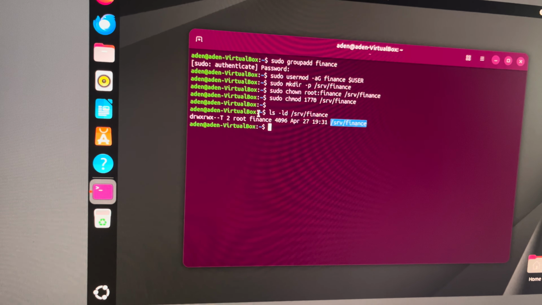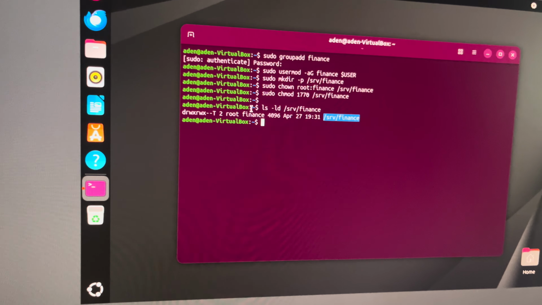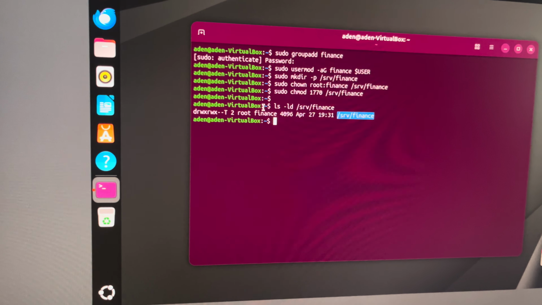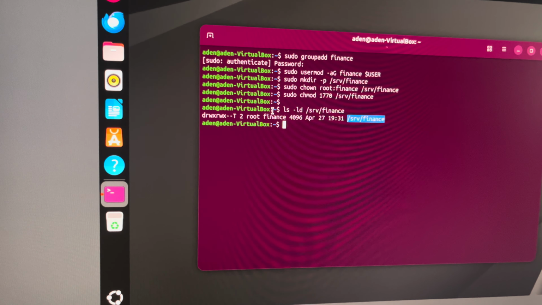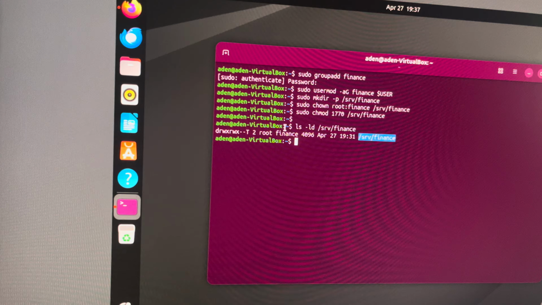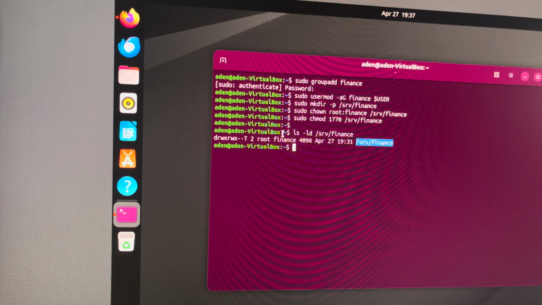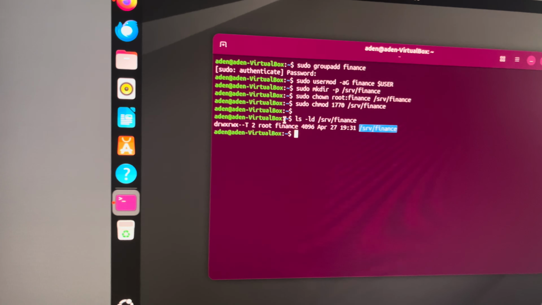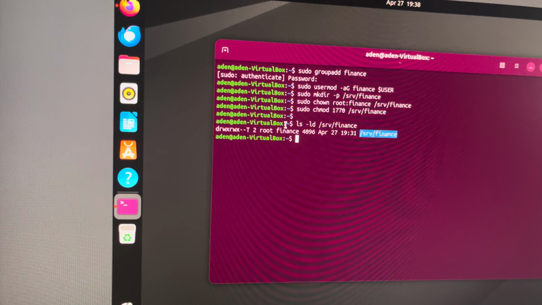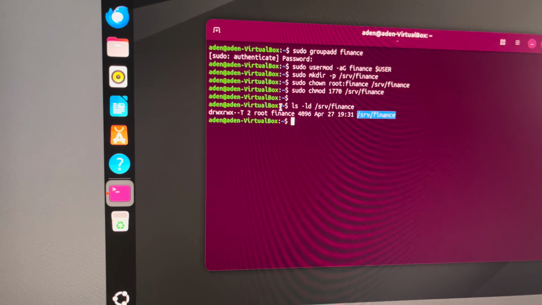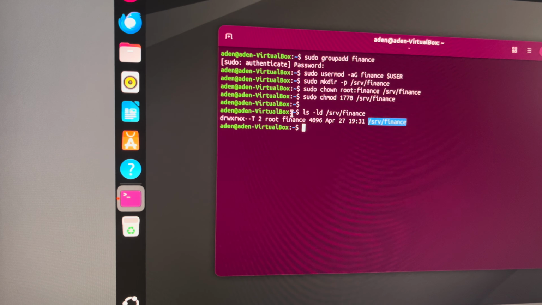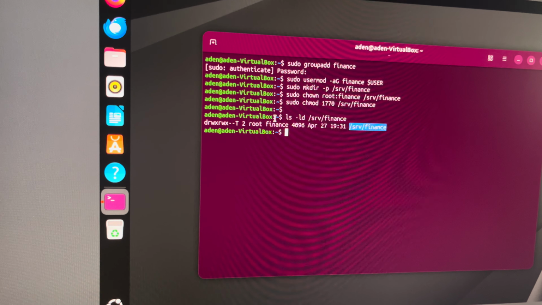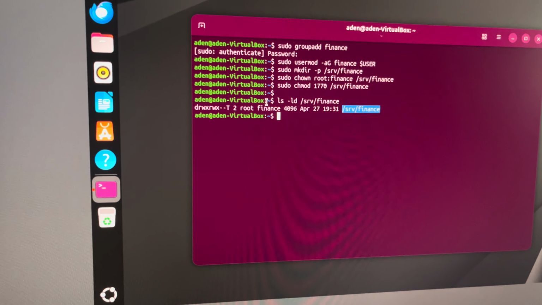Next, what I needed to do was define the ownership, which was what I did with sudo chown root:finance. What it did was make the directory owned by root, the system, while the group owner is finance. This is the foundation that basically gives role-based access control.